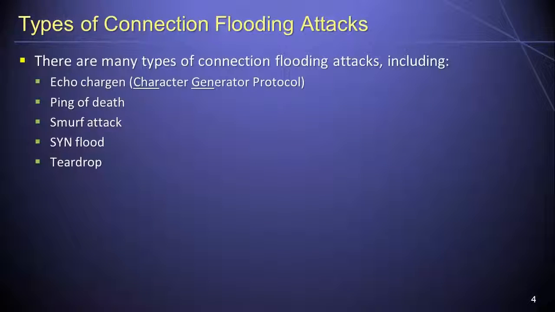Although the general principle underlying a connection flooding attack is quite straightforward, clever malicious parties have developed many different types of connection flooding attacks, each with its own specific characteristics, strategy, nuances, and method of implementation. Five of the most interesting types of connection flooding attacks include the echo chargen attack, whose name is derived from the character generator protocol, the ping of death attack, the smurf attack, the SYN flood attack, and the teardrop attack.